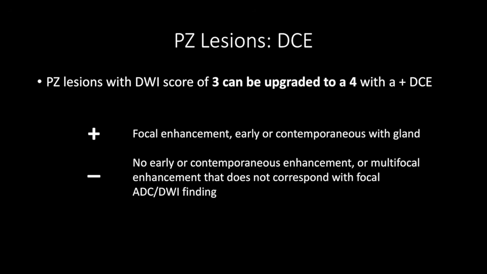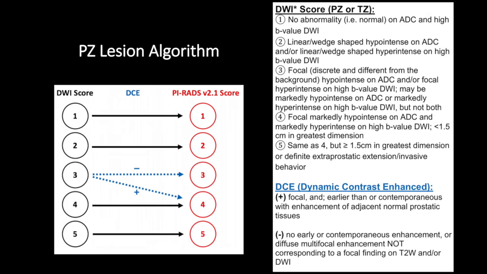The other sequence that matters in the PZ, for scoring at least, is DCE, or the dynamic post-contrast sequences. And DCE is dichotomous, so it's scored as either positive or negative. A positive score is focal enhancement that's either early or contemporaneous with the rest of the gland. So an enhancing focal lesion at the same location as diffusion abnormality that enhances either early or at the same time as the rest of the gland.